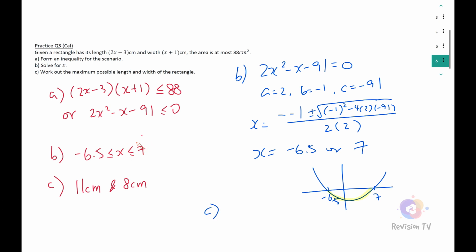So question C, when x is 7, 2 times 7 minus 3, so 14 minus 3 is 11, and then x plus 1 for the width, 7 plus 1 is 8 centimeters.